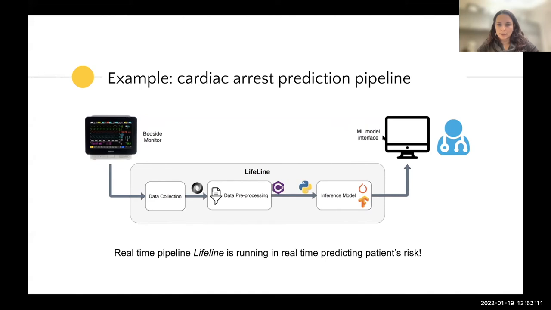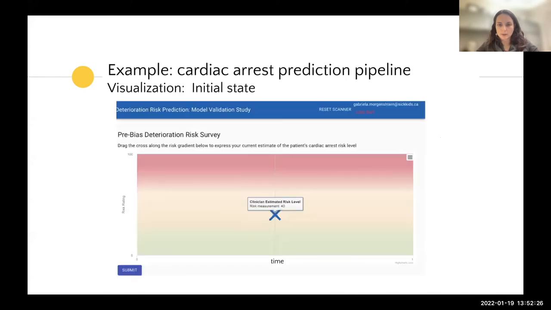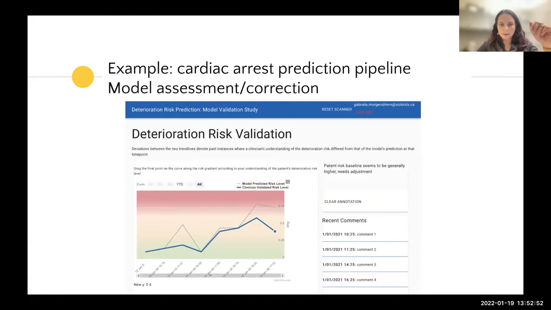And finally, in this case, when we are trying to not just evaluate whether a cardiac arrest prediction happened, but actually evaluate whether deterioration is happening, for which we don't have any labels, we designed a different interface. Before showing the risk estimate, we first ask, and these are screenshots of the real system, the clinician to estimate the risk level of deterioration for the patient, and the clinician can drag this cross to say where they believe the risk is. And then we show what the risk actually was based on the model, in dashed lines, and what the clinician's risk was estimated to be.